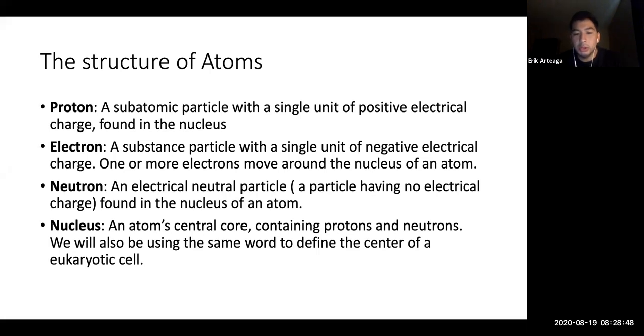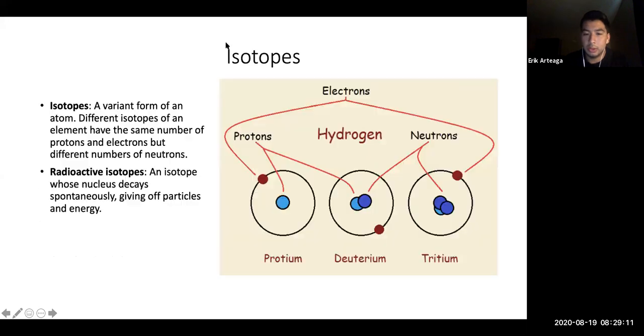We will also be using the same word to define the center of a eukaryotic cell. Okay, so that'll be later. We'll be talking about the nucleus of animal cells later. It's going to be an area where the DNA is maintained, as well as mRNA being created. But again, we'll get to that later. As far as right now, a nucleus is defining that atom's core with the protons and the neutrons. Okay. All right. So now it gets into some interesting chemistry.